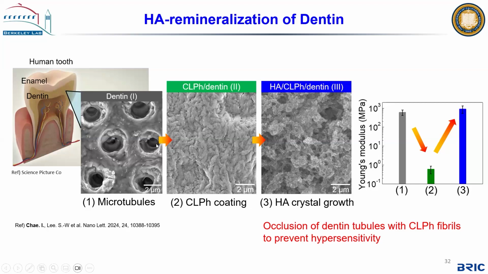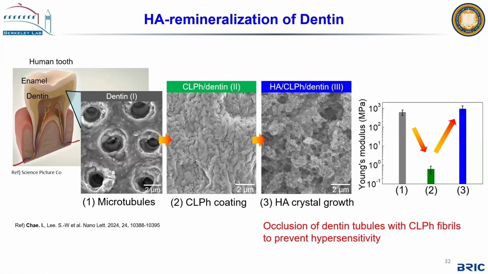So to prevent this, we need to block it and then remineralize the surface. So we got this tooth as a disc from the dentist, and then deposited our collagen-like phage and made a structure so that by the structure, these holes could be filled completely. And then we grow these hydroxyapatite minerals on the surface, so we could eventually make a high toughness bone structure using our phage and hydroxyapatite mineral nucleations. So we could successfully block these dentin tubules with our phage fibrils, and then prevented hypersensitivities.